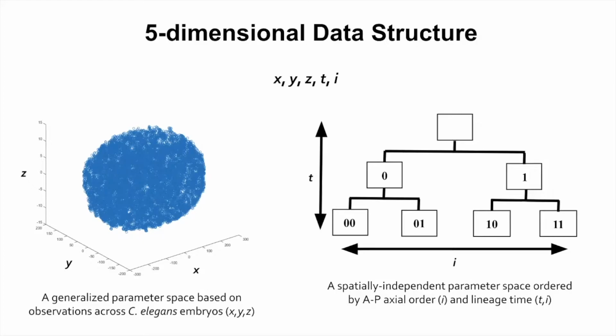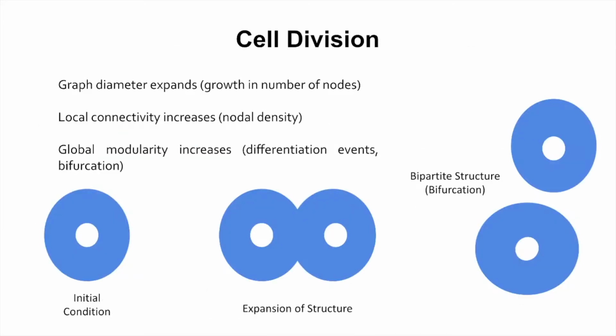And then on the right, we have these lineage trees, and we work in C. elegans, so this is all very uniform across embryos and across lineage trees. On the right, we have a lineage tree that represents time. So there are cell divisions over time. And then there's this parameter I, which is the axial organization of the lineage tree, which we can interpret as cell identity and other things. So we have a lot of information here that we can map to this network.